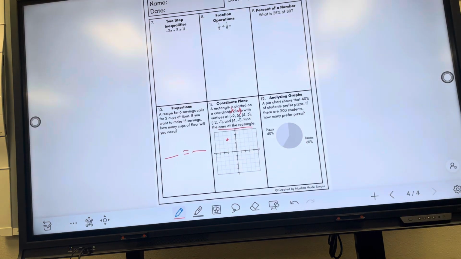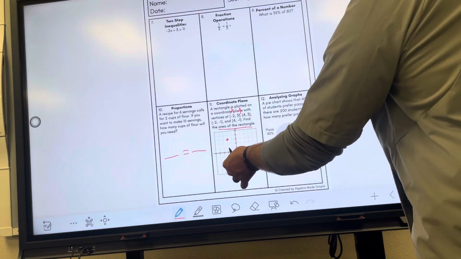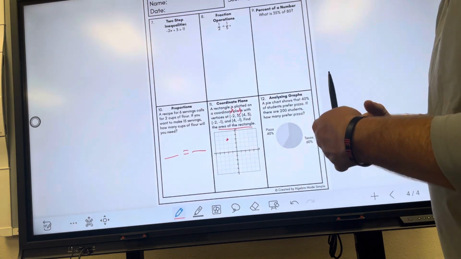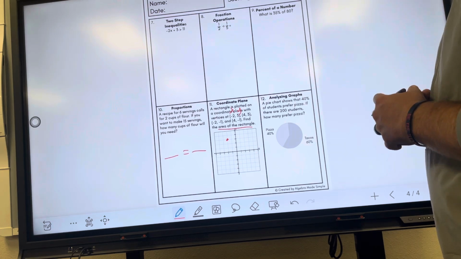Now, they want the area of a rectangle. So that means you're going to have to figure out how many boxes this is tall by how many boxes this is wide, and that's what you would do. You'd multiply those two numbers, and that gives you area.